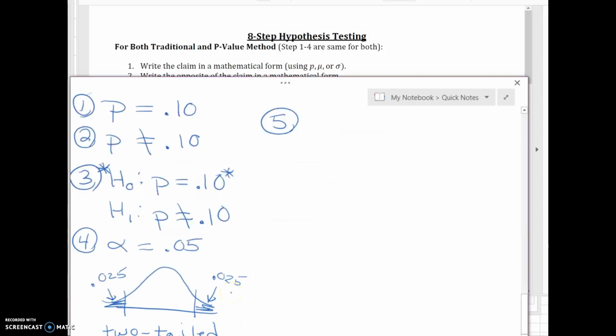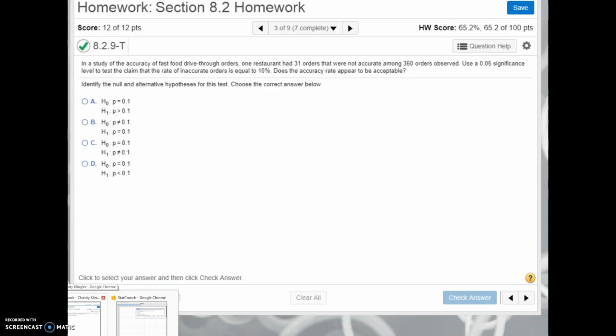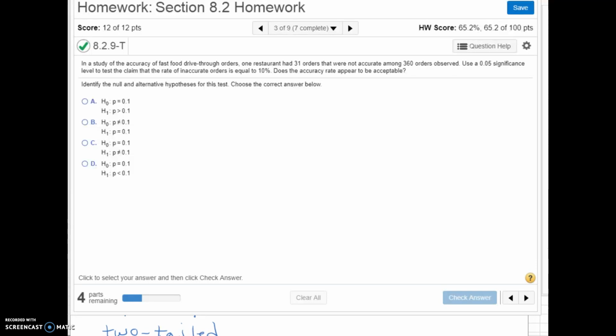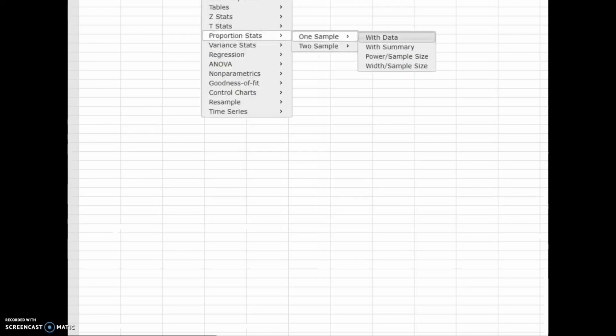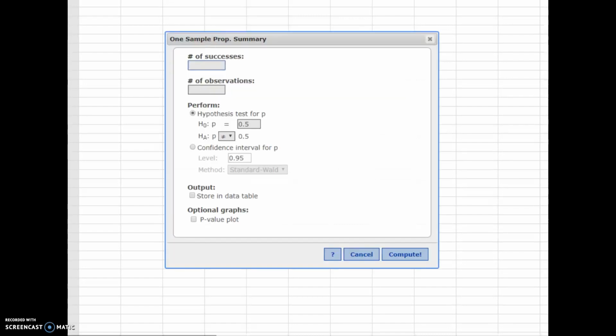If you have x and n, you can just plug it into StatCrunch. So we're going to go to StatCrunch, and then our x is 31 and our n is 360. So when we go to StatCrunch, we're doing a proportion. So you go Stats, Proportion Stats, One Sample, With Summary. So I've got number of successes is my x, 31. Number of observations is your n. And then my hypothesis test was p equals 0.10. And my alternative, H1, they have Ha here, is not equal to.